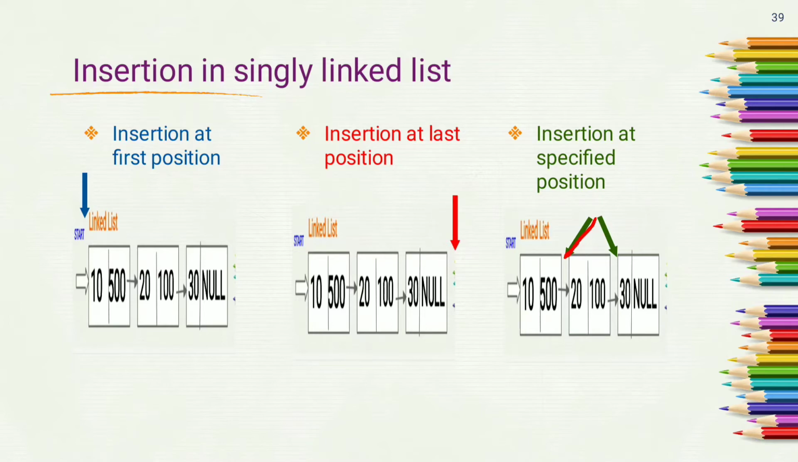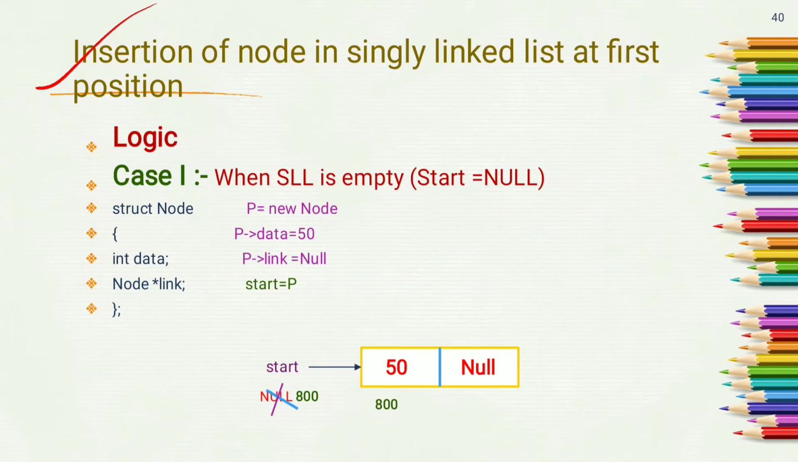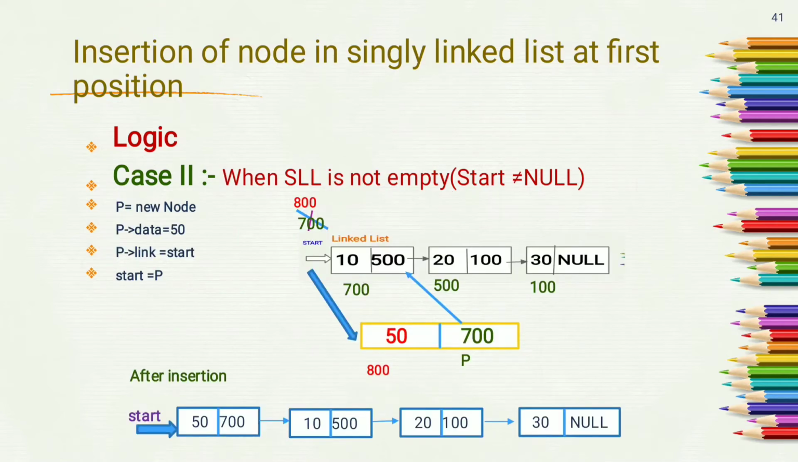In this video we will learn insertion of a node at first position, and also learn how to write an algorithm to insert a node at first position in singly linked list. So the logic of insertion of a node in singly linked list at first position is, in this insertion there are 2 cases possible. First case is when the singly linked list is empty. When will the singly linked list be empty? When start equals null. And the second case is when the SLL, singly linked list, is not empty, that means start is not equal to null.